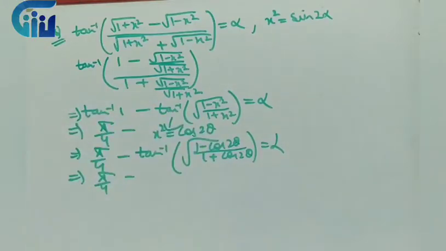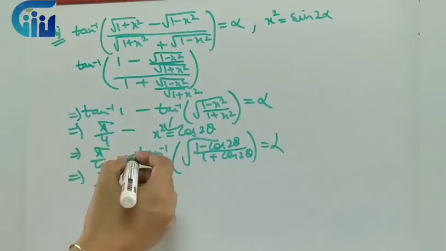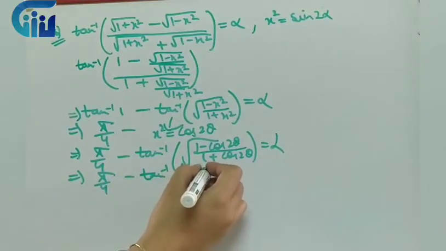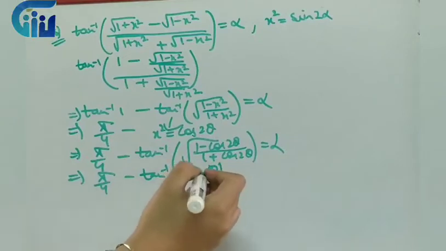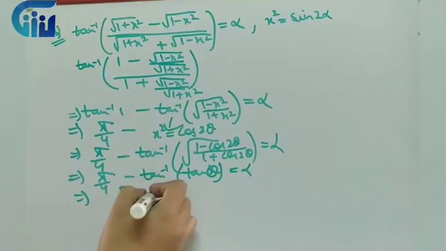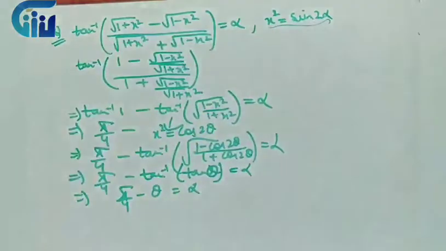So next question. Now we have again a very important question, which has been asked in board exam. So it is tan inverse of under root 1 plus x square minus under root 1 minus x square over under root 1 plus x square plus under root 1 minus x square. So what I will do is, before substituting anything over here, this is given to be equal to alpha and we have to prove x square is equal to sine 2 alpha.